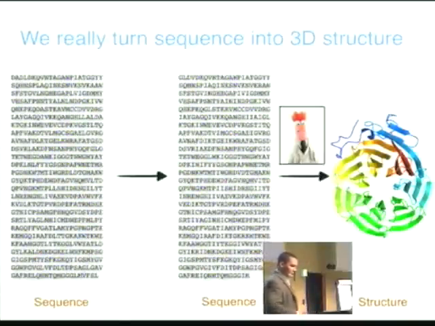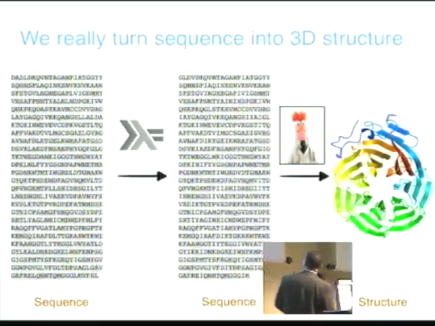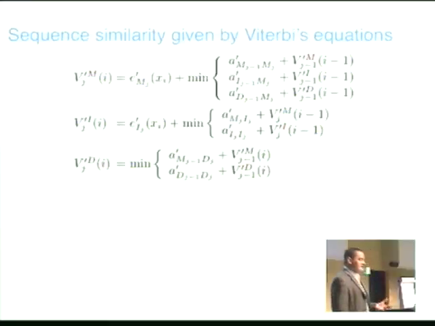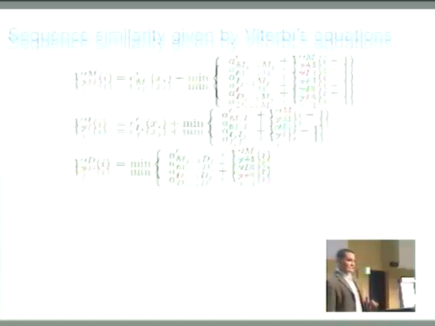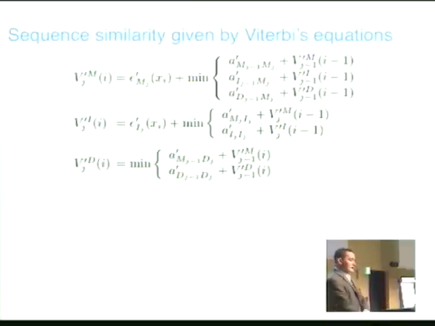So, for the code to really work, given a sequence, we can find a similar sequence. We do this in Haskell with our program called Murphy. So how do we know which sequences are similar? Well, sequence similarity of one sequence is given by the Viterbi equations for solving a hidden Markov model. This is the standard approach for biological sequence analysis.